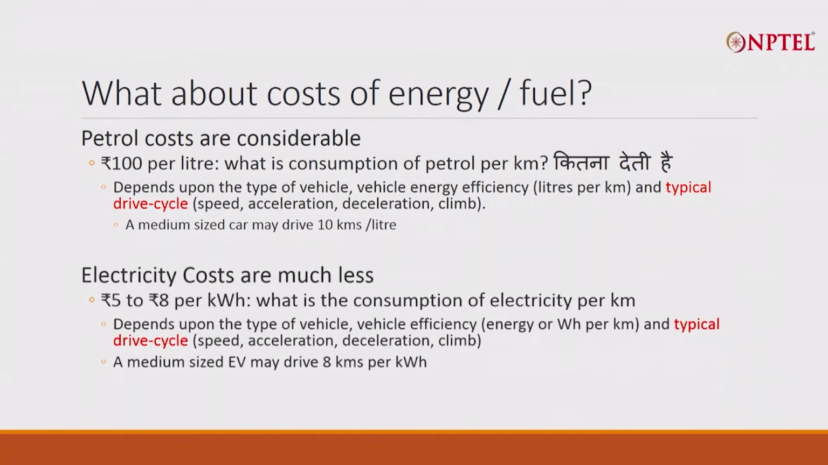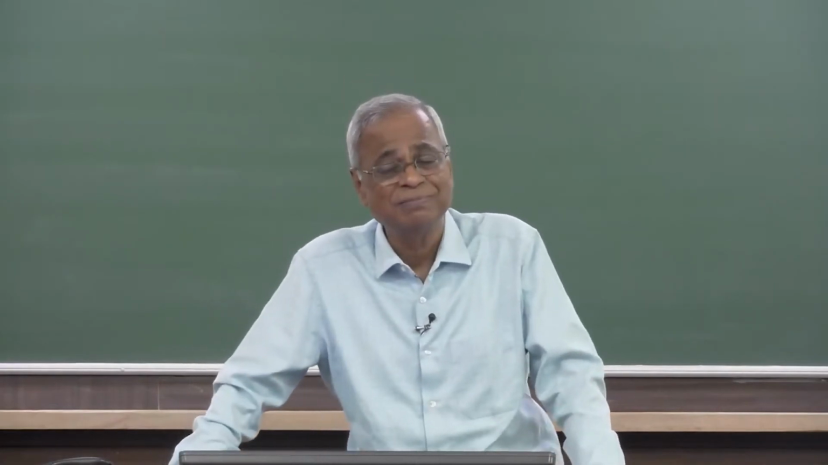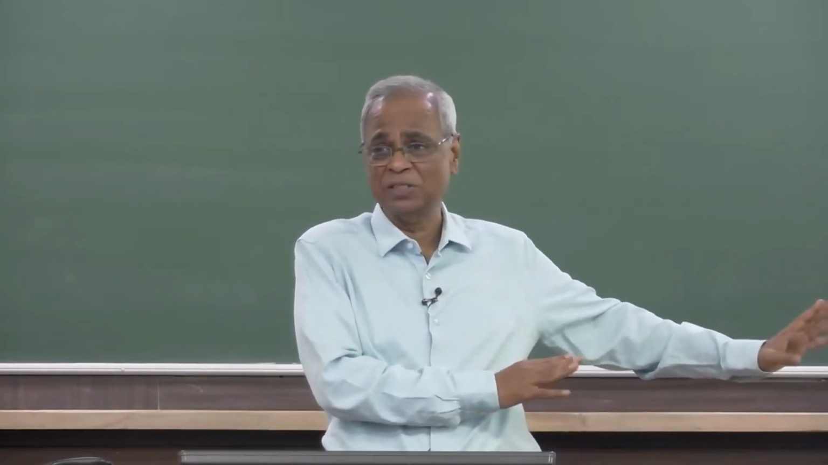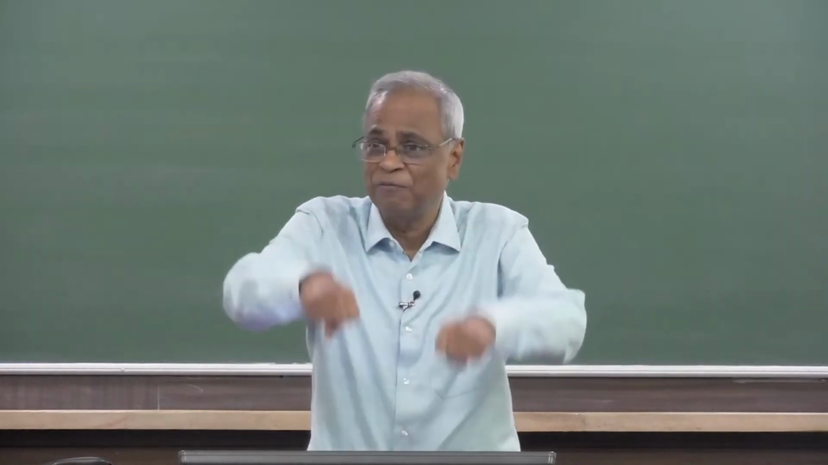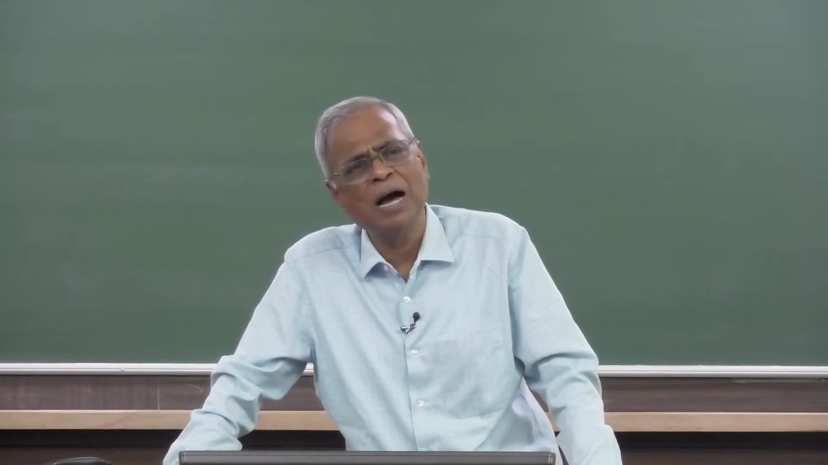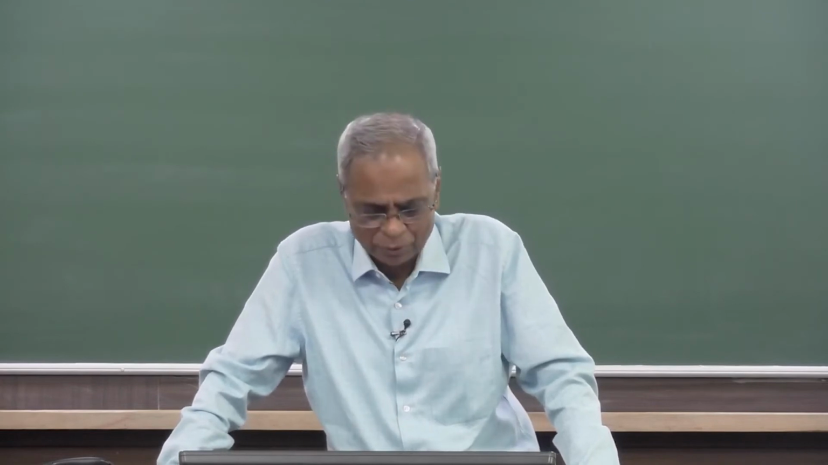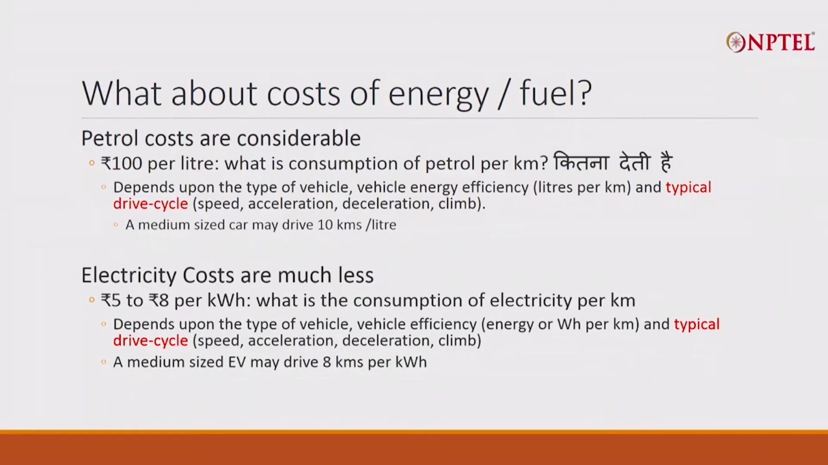Cost is high, so 10 rupees. On the other hand, electricity cost is low, 5 rupees per unit, 6, 7, 8 rupees per unit. So, that is the cost of the electricity. I am not talking about battery cost, this is the fuel cost, when you fill up the battery. And the same question applies: per kilometer how much energy do you use, how many kilowatt hours do you use. Again, it depends on the type of vehicle, vehicle efficiency, and typical drive cycle, how much I accelerate and decelerate.